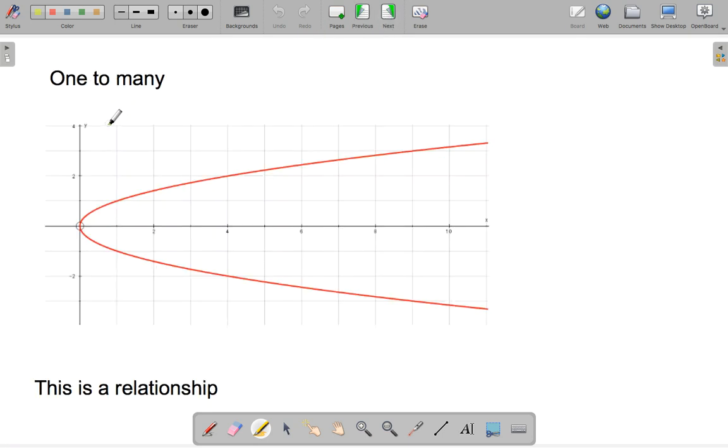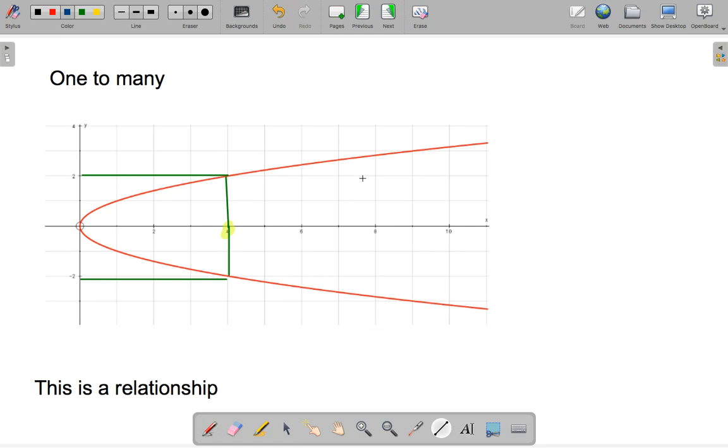Now we come on to these. This is a one to many, and this is not a function, it's a relationship. So let's just take the number 4. Here's 4. If I put 4 in, then what comes out is 2. So that's one value leading to 1, but if I also put 4 in, negative 2 comes out. So I've got one value leading to many y values, one to many. And this is a relationship.